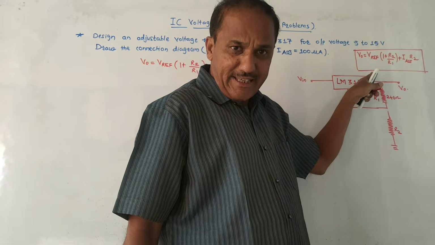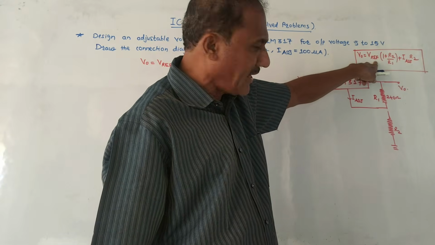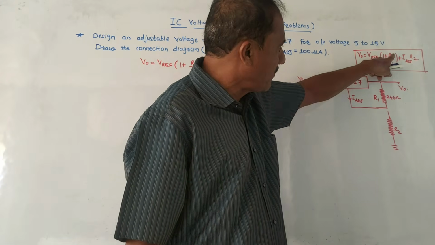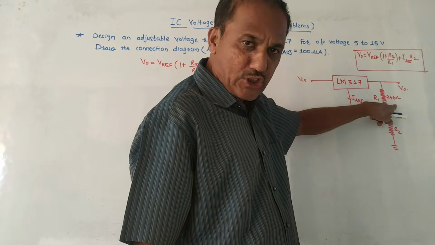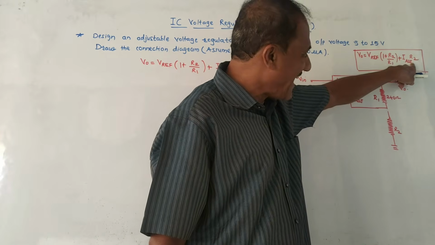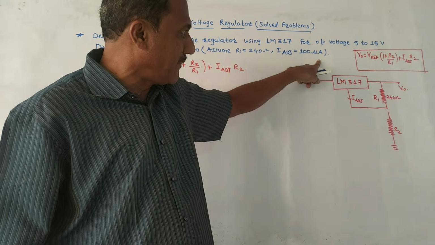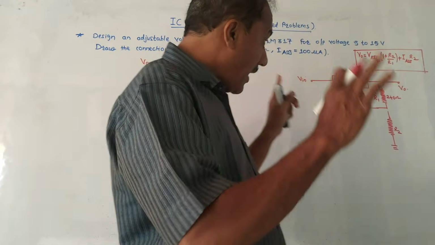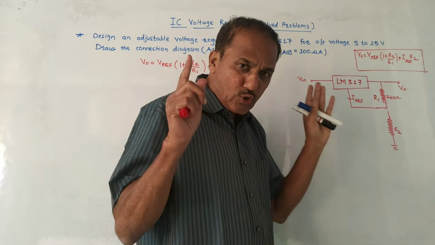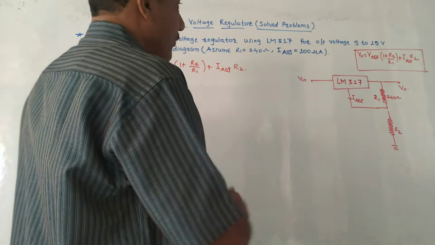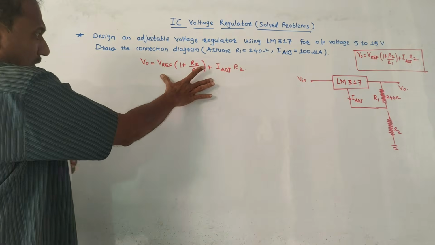Only one formula is needed to solve such numericals, which I have already written. V0 is output voltage, V reference is reference voltage, 1 plus R2 by R1. R2 is this resistance, R2 by R1. R1 is 240 ohm, plus I adjustment, which will be given in the question, like in this question it is given 100 microamperes, into R2. Now we have to design, meaning R1 is already given, we only have to calculate the value of R2 for the given range of output voltage 5 to 15 volt. Same formula I have written over here.